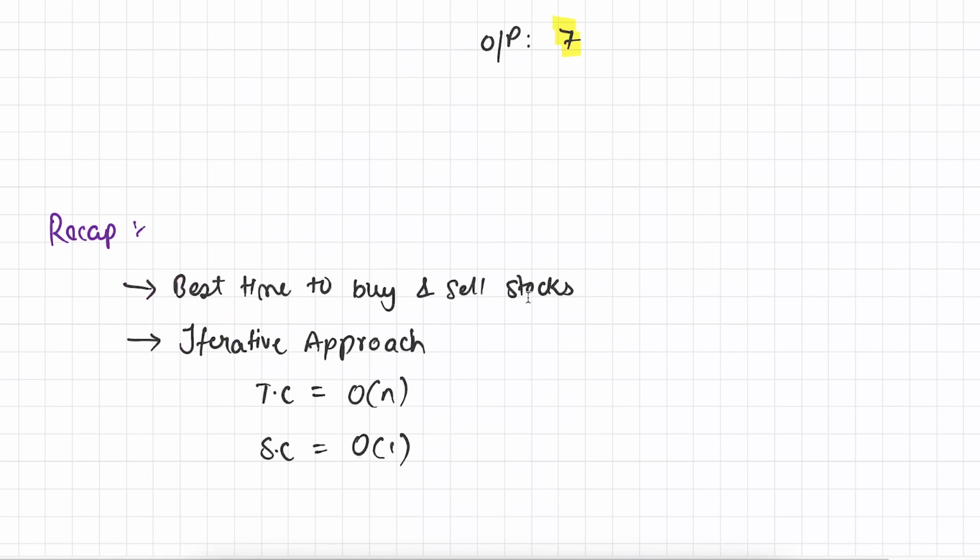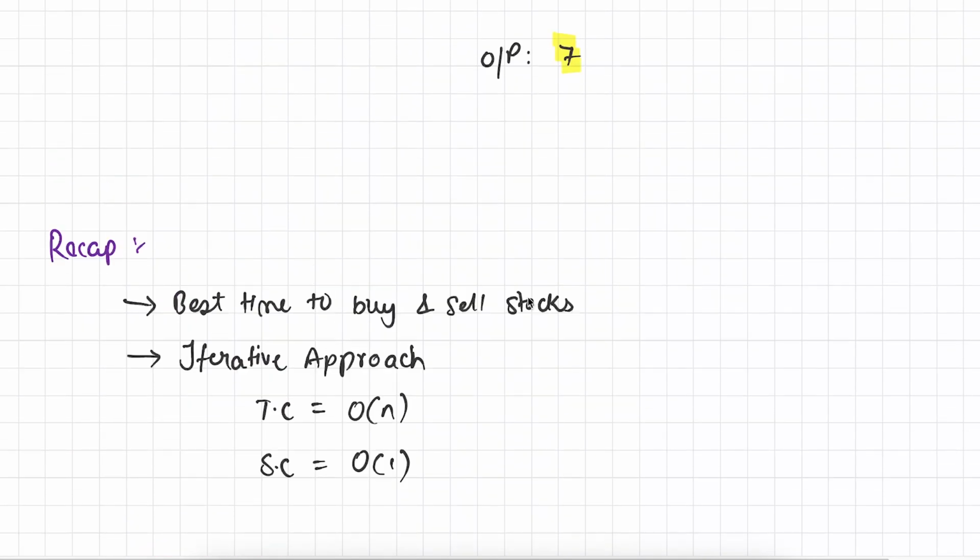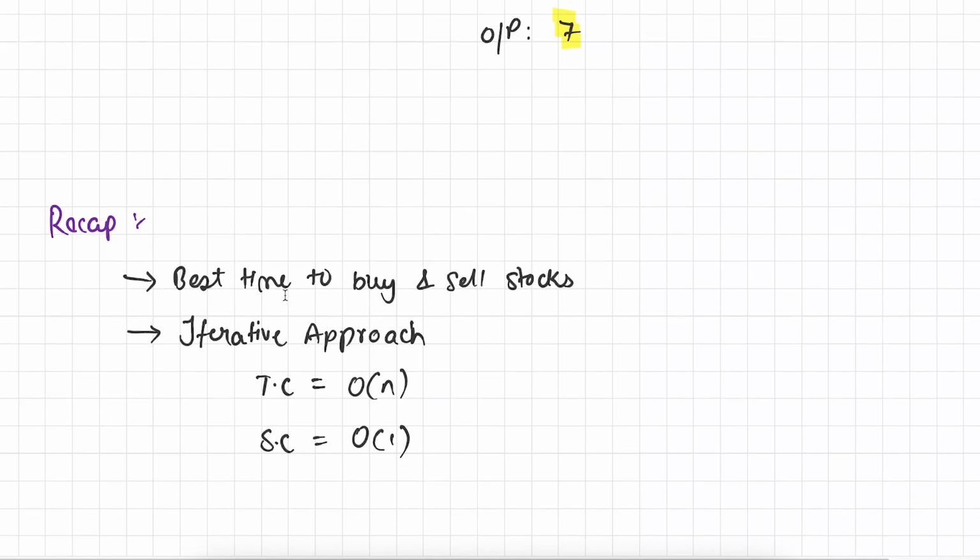Now before we end this video, let's have a quick recap of what we have done so far. We are given a problem in which we are given prices of stocks for 6 days. Our task is to find the best time to buy and sell the stocks so that we can make maximum profit. To solve this problem, we use iterations, and in this approach we have used the concept of valleys and peaks. The time complexity came out to be big O of n and the space complexity came out to be big O of 1.